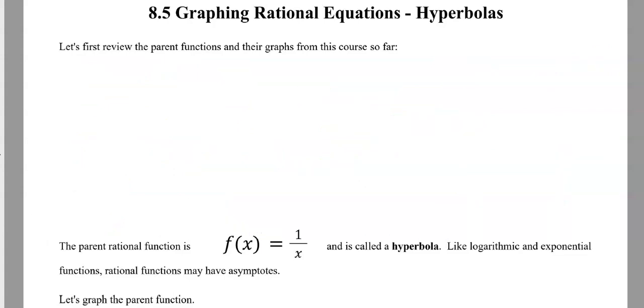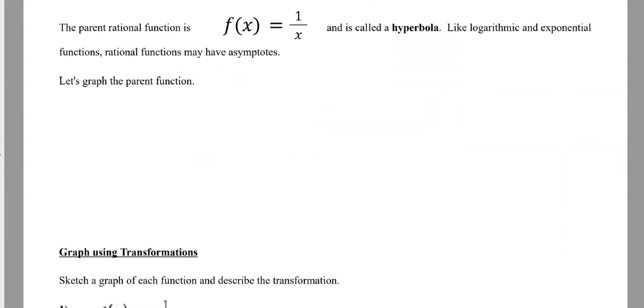So the rational parent function is f of x equals 1 over x, or if you want to think about it, y equals 1 over x. And these are called hyperbolas. All right? So not all rational functions are hyperbolas, but the ones that we're talking about where there's a number on the top and a variable on the bottom, these guys may have some asymptotes. So asymptotes were those lines that you can't cross.